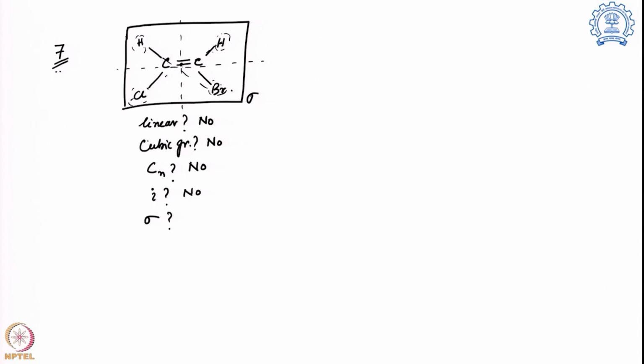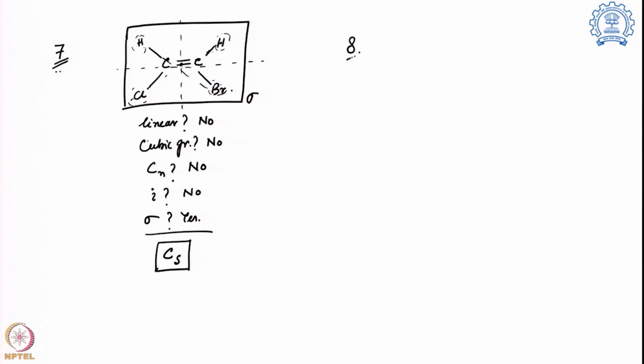And over there, as we asked, there is no Cn axis present. I cannot differentiate the sigma as a sigma h, sigma v or sigma d, because there is no Cn axis present. So that is why it remains as only sigma, and the point group of this molecule is Cs. That is the point group of this molecule.